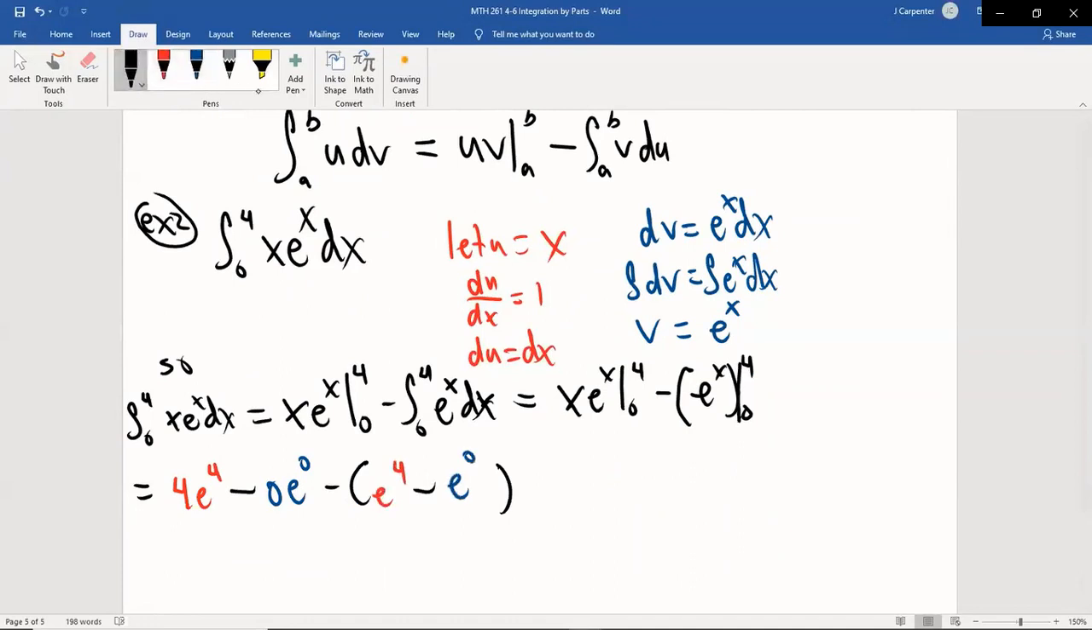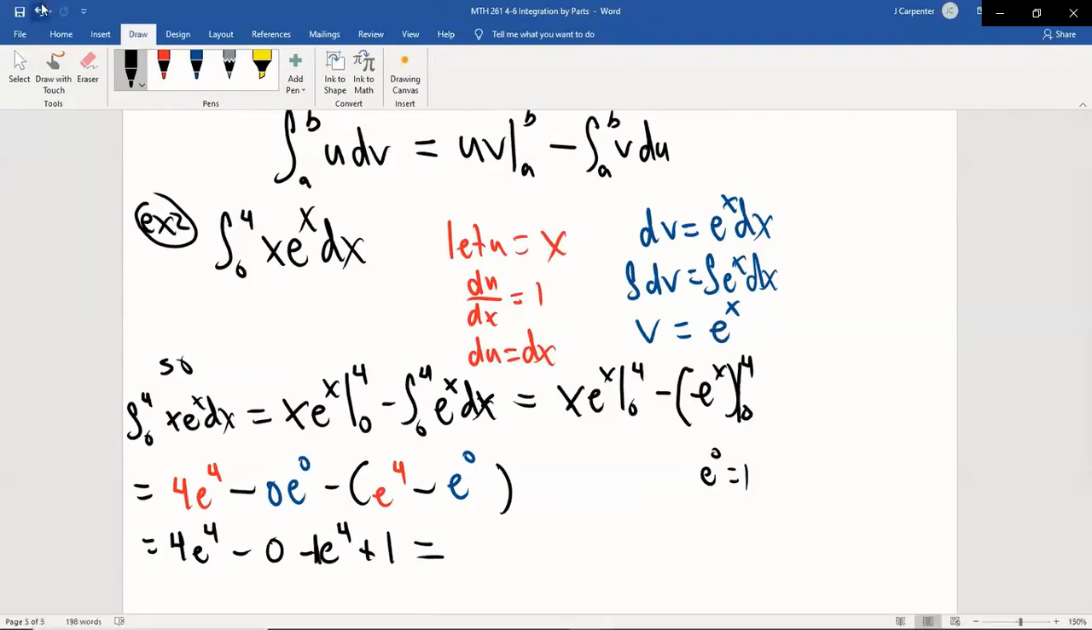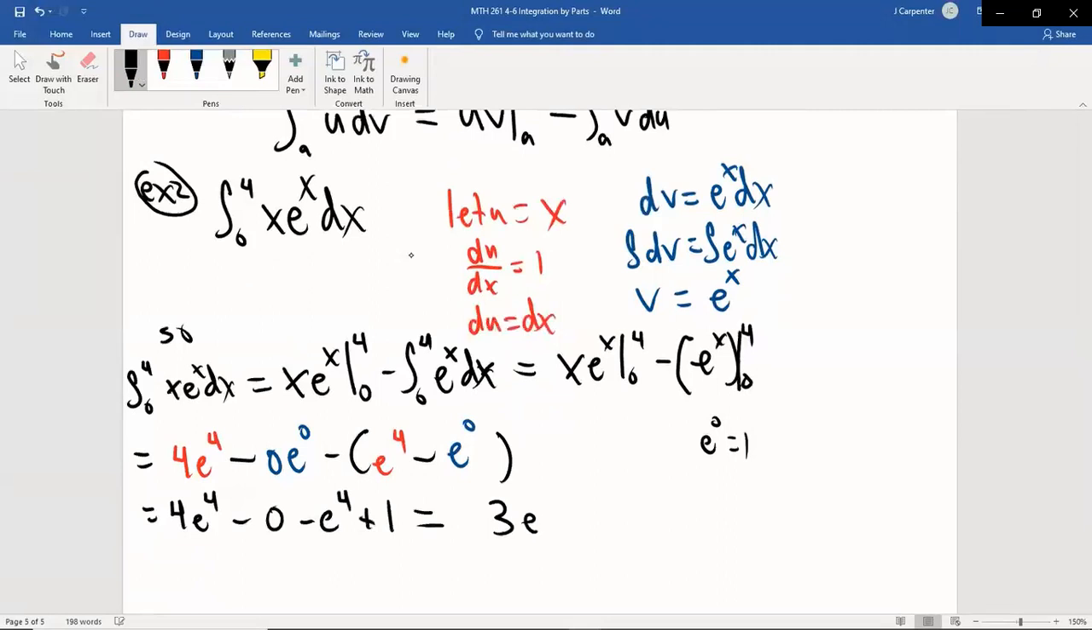Now remember that anything to the 0 power is 1. But 0 times anything is 0. So this is really 4 e to the 4th minus 0. Let's distribute the negative. So that's a minus e to the 4th plus 1. The e to the 0 is 1. Did not mess up my distribution this time. Minus 0 doesn't really need to be written, so we're just not going to write that second term. And the first and third terms are like terms. This is like having 4x minus x, because they both have e to the 4th as a factor. So 4 minus, there's a 1 imaginarily there. 4 minus 1 is 3. So this is 3 e to the 4th plus 1, and that's our answer.